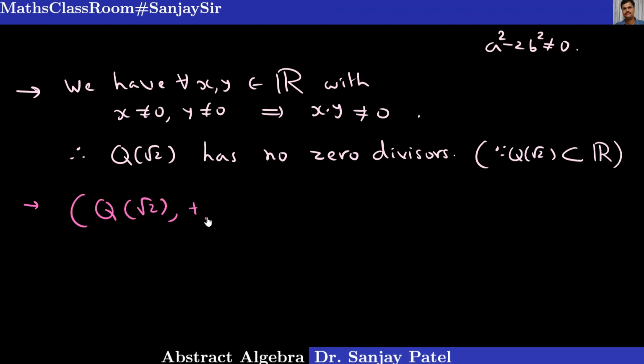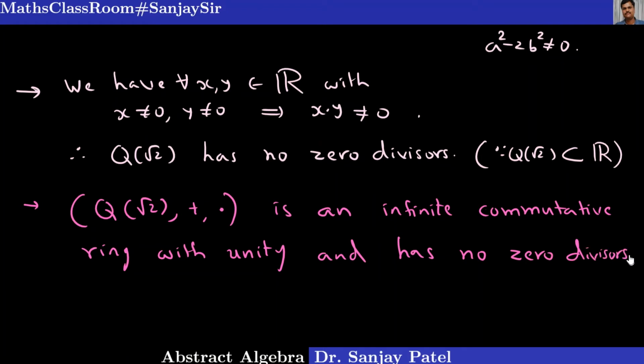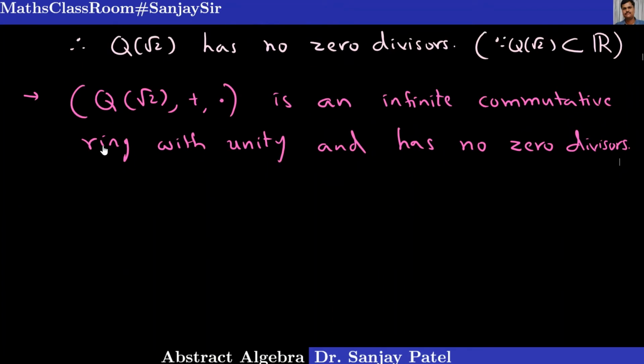Q root 2, comma, plus, comma, dot, is an infinite commutative ring with unity and has no zero divisors. Okay, so this is about the very important example of a ring.